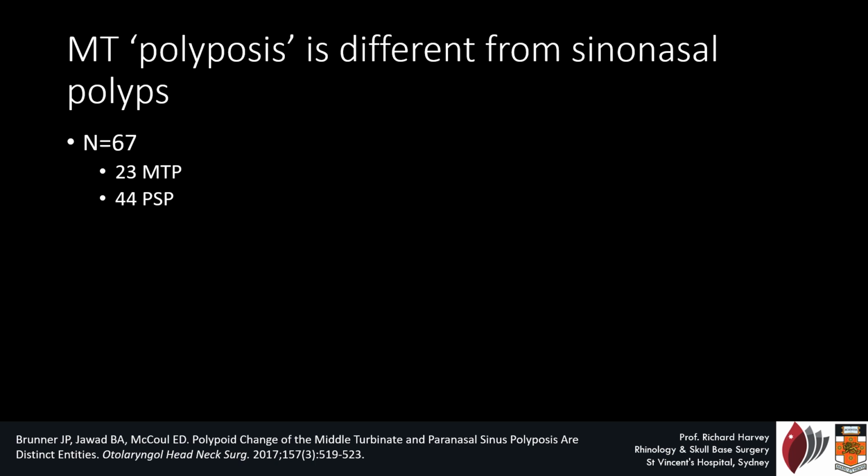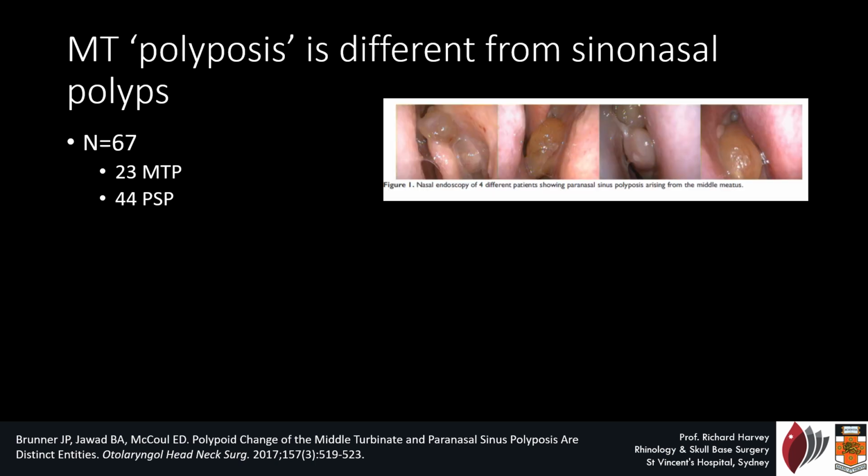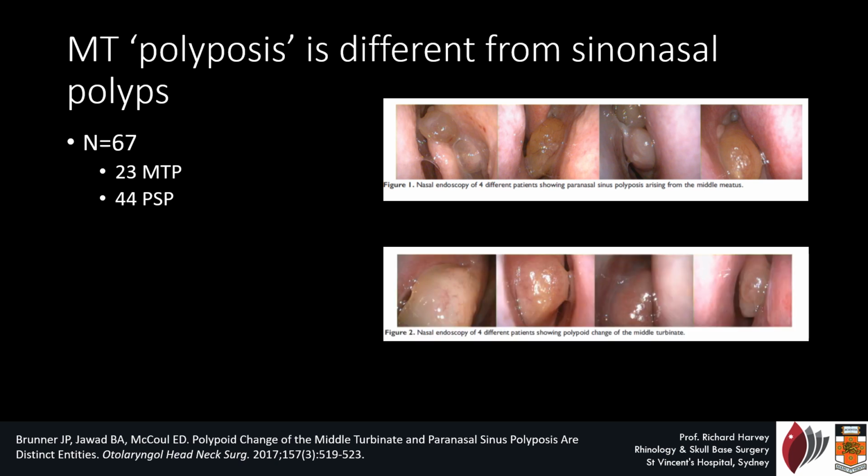So Ed McCool here described at the same time this middle turbinate polyposis is different from sinonasal polyps. And this is a great study because what he showed here is that patients with true polyps coming out of their sinus cavity and middle meatus clinically were very different from this middle turbinate polyp group, which is essentially the inhalant allergy central compartment group that we're describing.